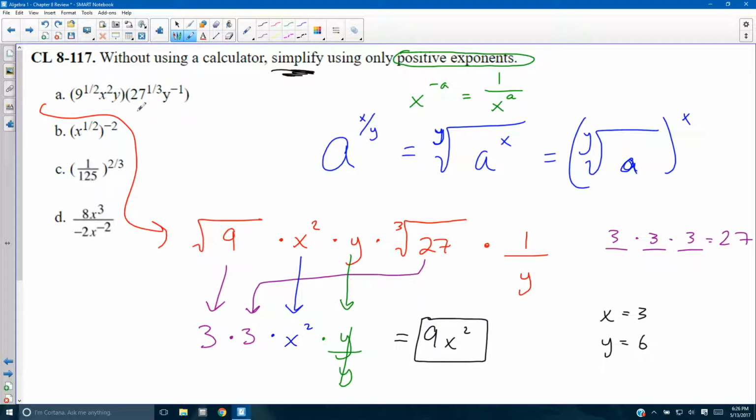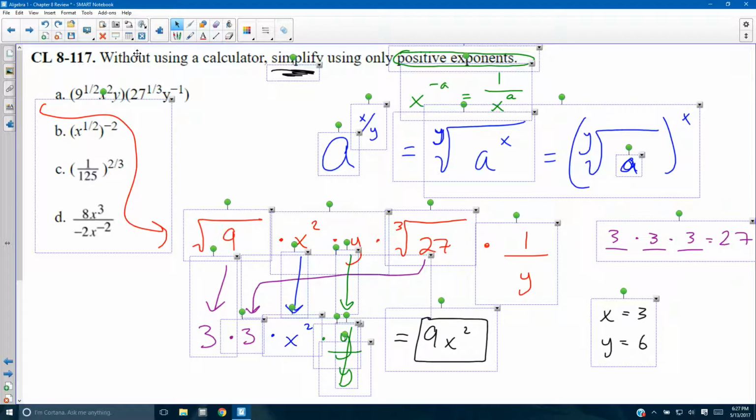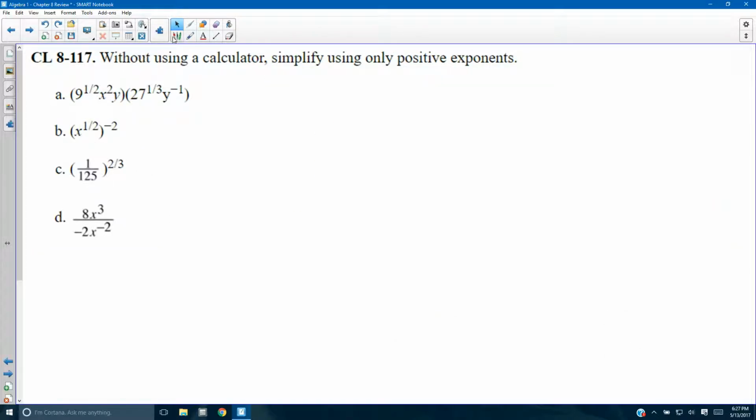So if I plug in 3 and 6 for x and y right here, I would also get 81. So we wrote a cleaner version of what that was, at least with positive exponents, no less. Okay, that's part A. Part B. Part B also has a fraction exponent.